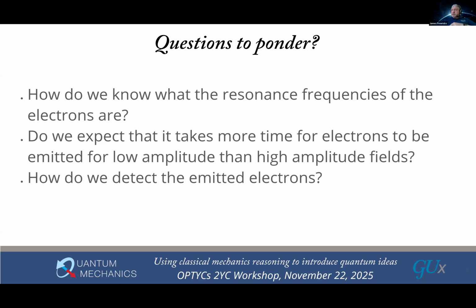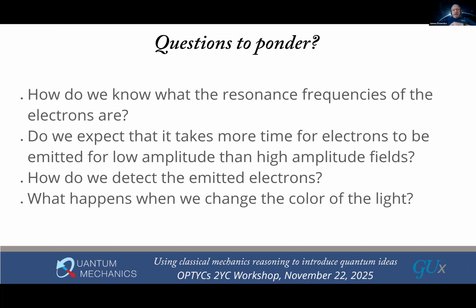Then another question, which is a very important one, is how do we detect the emitted photons? This goes into the standard way that the photoelectric effect experiment is described. And then there are other questions that are important, like what happens if we change the color of the light, if we have the capacity to change that. In the early experiments on the photoelectric effect, they actually were not able to change the color of the light because they only had broadband light sources.